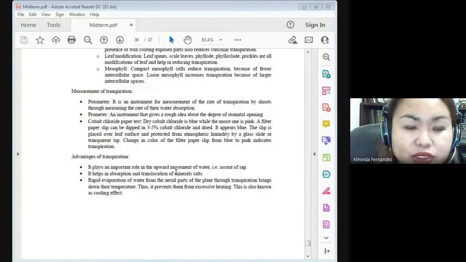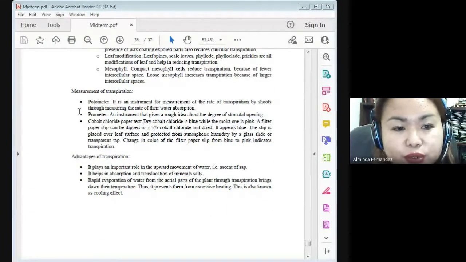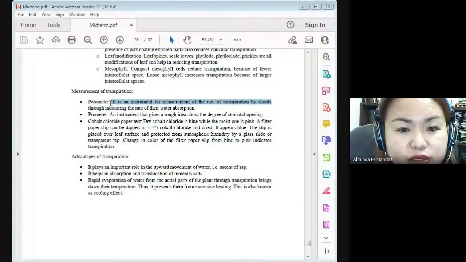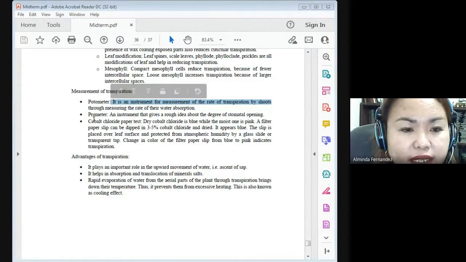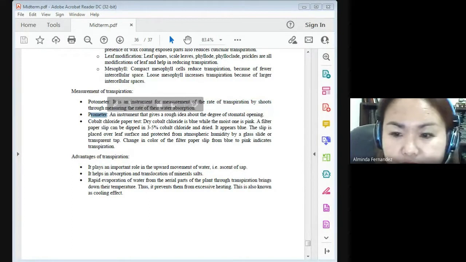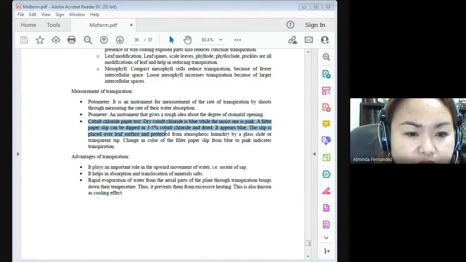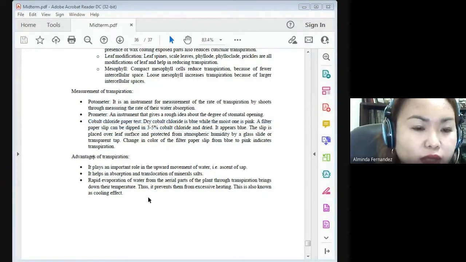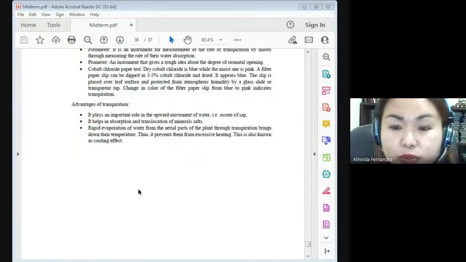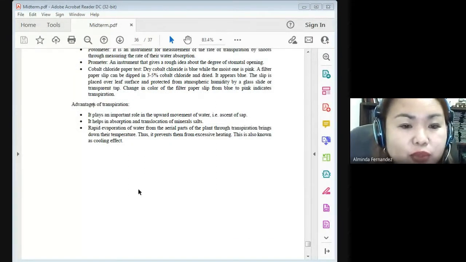And how does measurement of transpiration occur? Through using a potometer, an instrument to measure the rate of transpiration. And we also have porometer, an instrument that gives a rough idea of the stomatal opening. We also have cobalt chloride paper tests, used for atmospheric humidity.